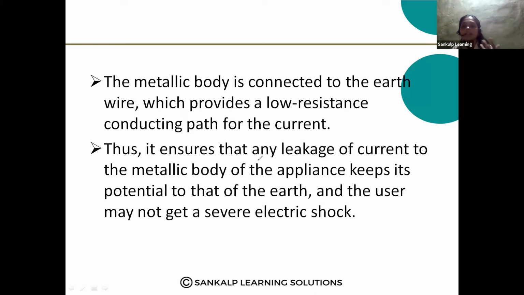So when electric current leakage happens, what does it do? It removes that leakage of the current, and that will transfer to the earth. Then there won't be extra current leakage in the metallic surface. So that is the use of the earth wire.